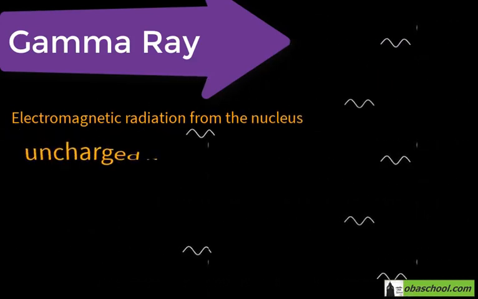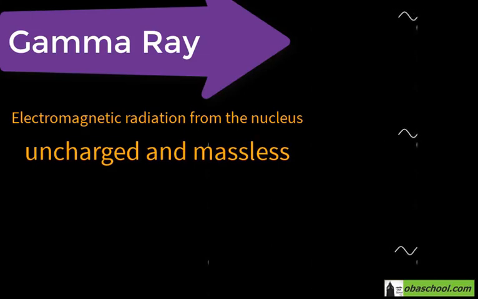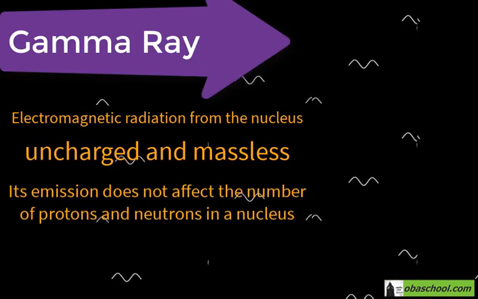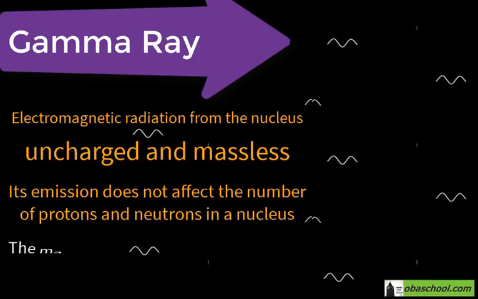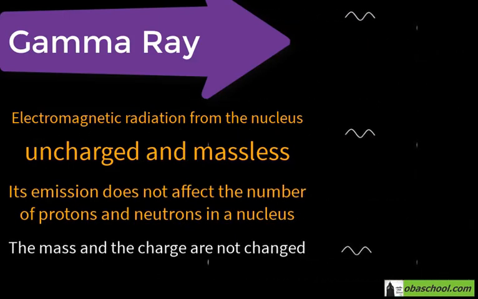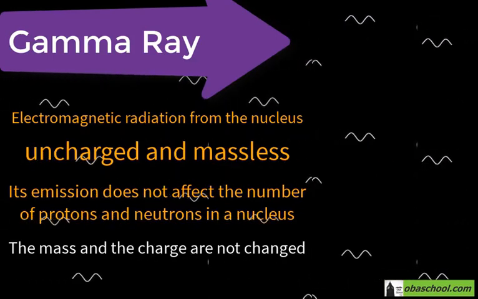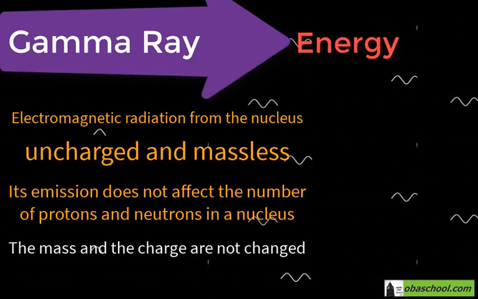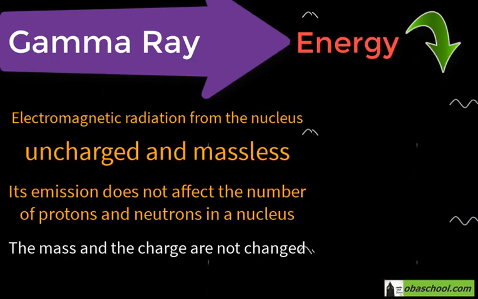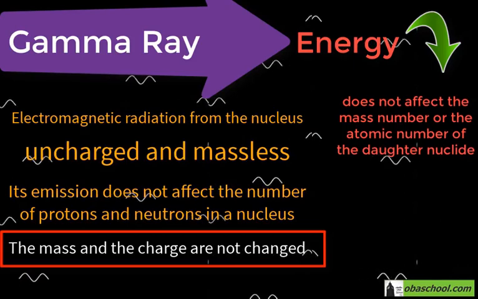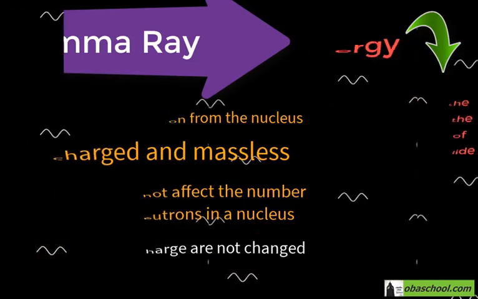It's uncharged and has no mass, so its emission doesn't change the number of protons or neutrons in a nucleus, hence the mass and the charge of the nucleus are both unchanged. So, in other words, because gamma rays are energy, their emission does not affect either the mass number or the atomic number of the daughter nuclide.